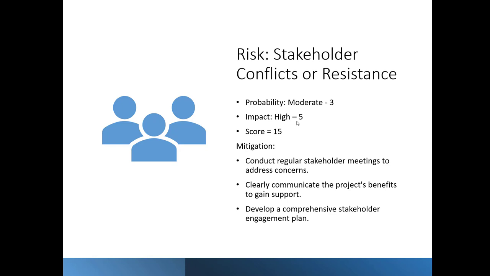So this is a pretty moderate risk. That's something to be worried about. And the way we can mitigate this is conduct regular stakeholder meetings, usually in that planning stage, to make sure that nothing gets impacted during the execution phase. Clearly communicate the project benefits to gain support, and develop a comprehensive stakeholder engagement plan. So make sure that people are engaged the entire time through.